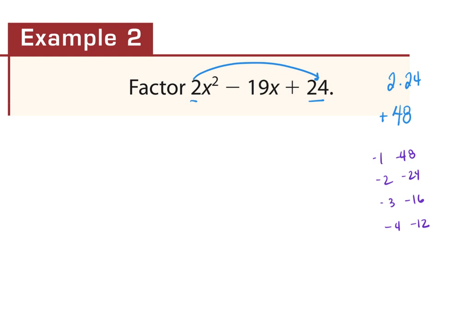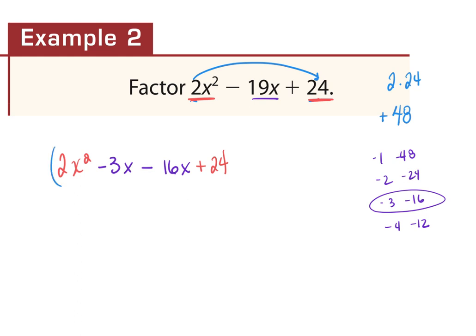So I'm going to rewrite this guy. I'm going to leave my first one alone, 2x squared. I'm going to leave my plus 24 alone. All right. And then I am going to use these factors in the middle with an x, right? So negative 3x, negative 16x. I have just rewritten it into a 4-term. And now I'm going to factor by grouping. Group here, group here. What happens when I group behind that right there? Yeah, the last one changes to the opposite. It was a positive, it needs to be a negative.